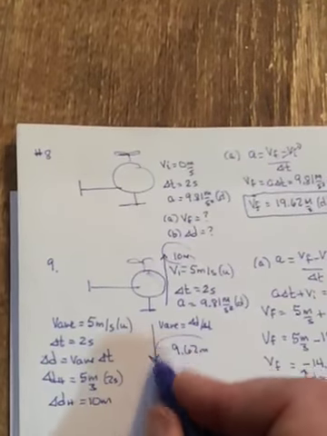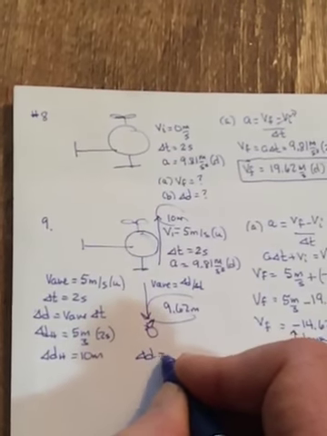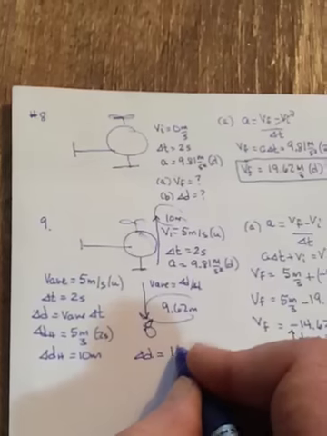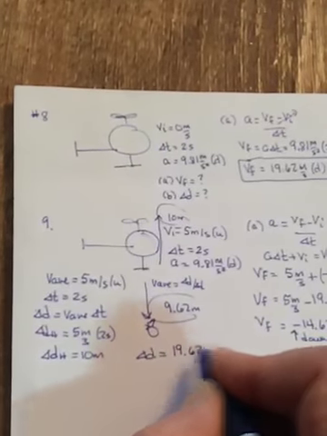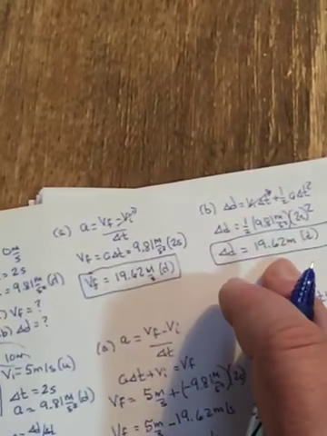The bag has fallen down 19.62 meters. How far are they apart? They're apart 19.62 meters. Okay? Which happens to be the same as up here.